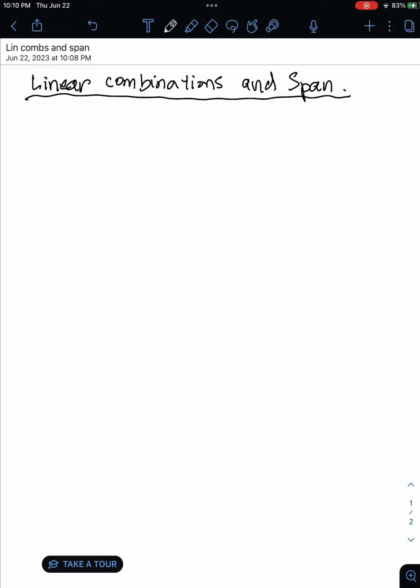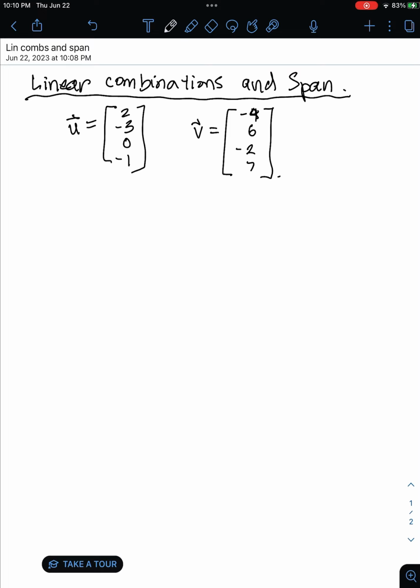So let's say that you have two vectors. Before I dive into the definition of linear combinations, let's just look at an example. Let's say that you have two vectors, u, which is 2, -3, 0, -1, and v, which is -4, 6, -2, 7. Okay, so these are two vectors in R what? What number is going to go here? 4. It's R4 because they have 4 components.